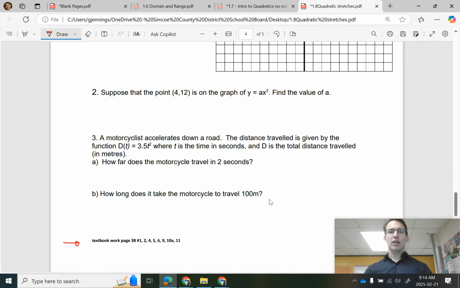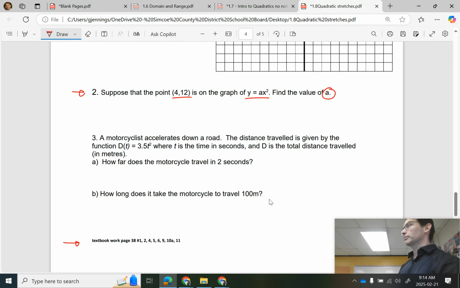Okay? Let's take a look at question number 2. If I know that the point (4, 12) is on the graph of y equals ax squared, how could I then find the value of a? How would you solve a problem like this?